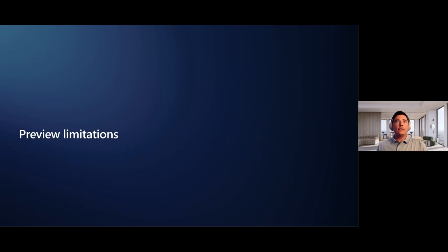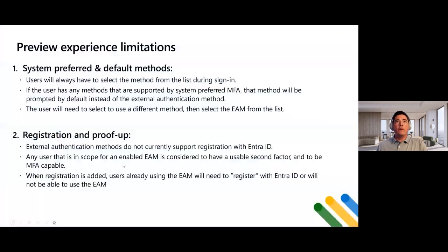We are adding in System Preferred integration. And there's one other caveat that I want to talk about as part of the initial public preview that will also be phasing in as part of that initial launch. So we've talked about System Preferred and default methods. I'm not going to touch on that. The other thing we haven't talked about is registration and proof hub.